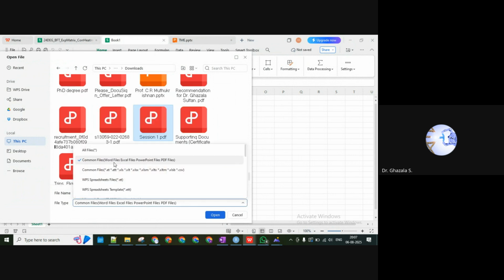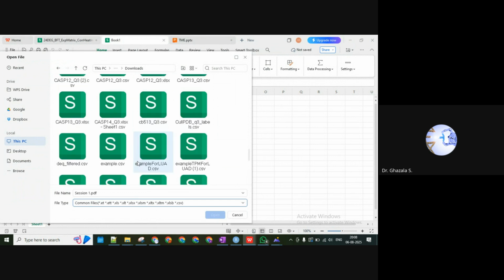Why am I not able to see my files? Okay, just a minute. I had to select the file type.